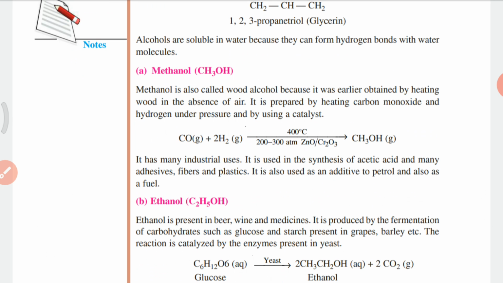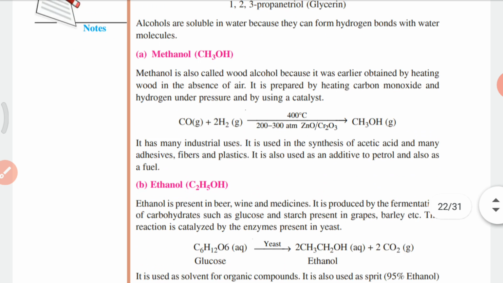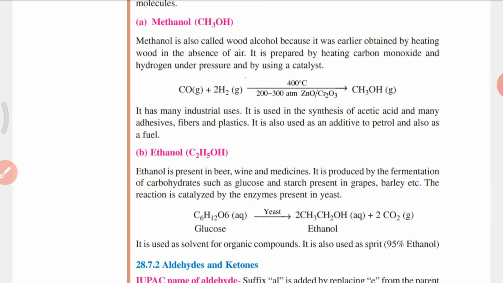Ethanol is used as a fuel also. Ethanol is the commonly used alcohol. We use it in beer, wine, etc., and also in medicines. You may hear about tincture. Tincture is a mixture of iodine and alcohol.